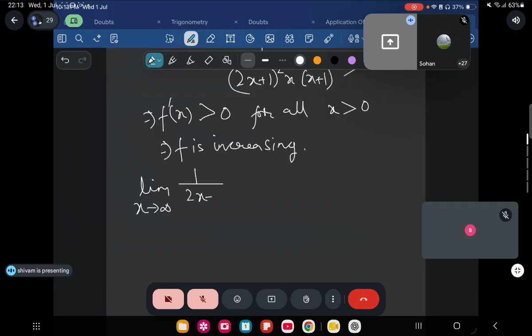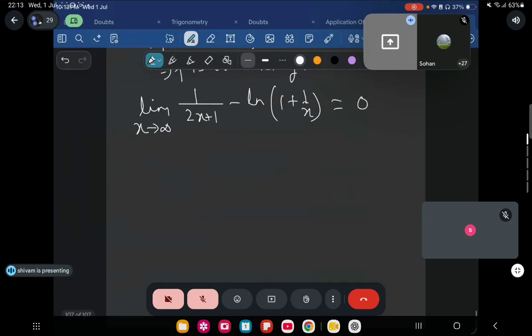1 by 2x plus 1 minus ln x plus 1 by x, or you can say 1 plus 1 by x. Can you understand that this will be equal to 0? As x tends to infinity, 1 by 2x plus 1 minus ln 1 plus 1 by x will be equal to 0. So that means x-axis is the horizontal asymptote.